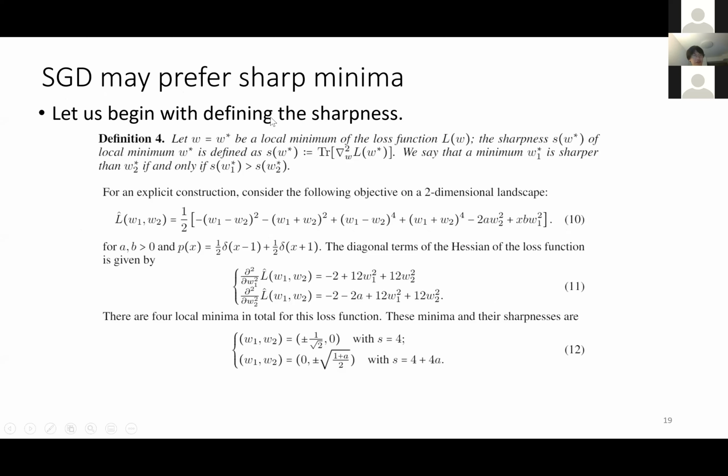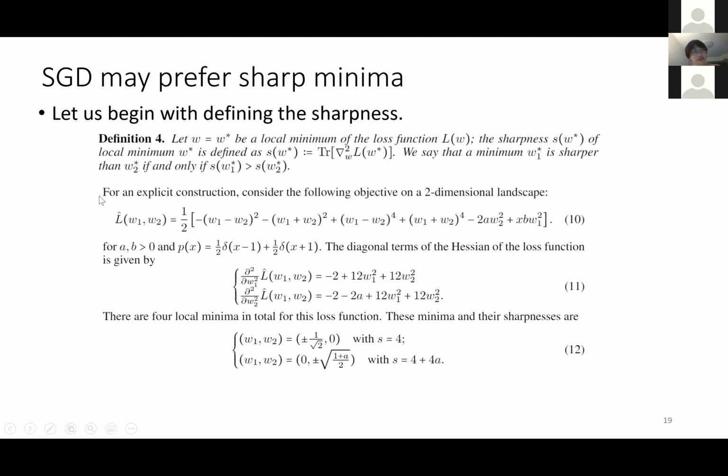Okay, so before we state the result, let us first define the sharpness. Let W star be a local minimum of the loss function. Then the sharpness of W star is defined as S of W star, which is the trace of the Hessian at this point. And we say that a sharp minimum W1 star is sharper than W2 star if S of W1 star is greater than S of W2 star.